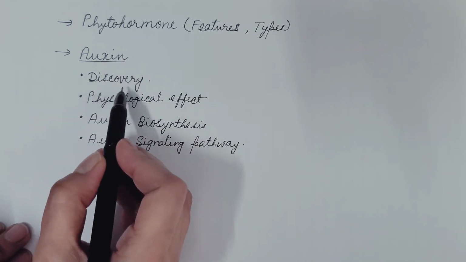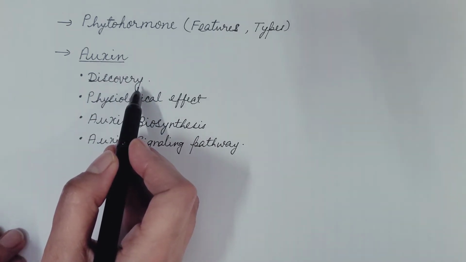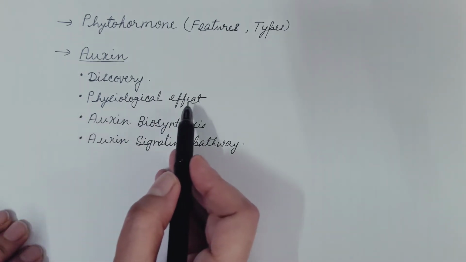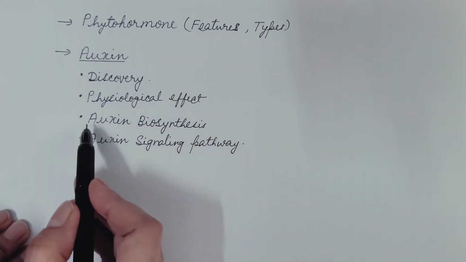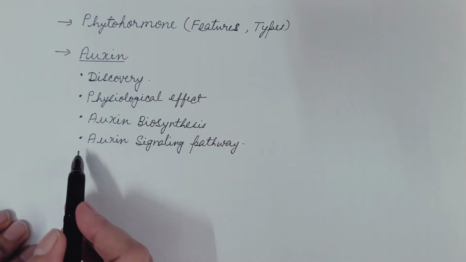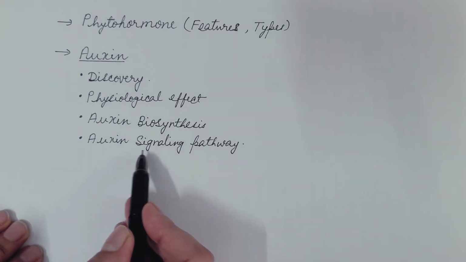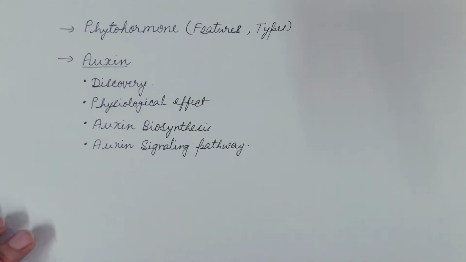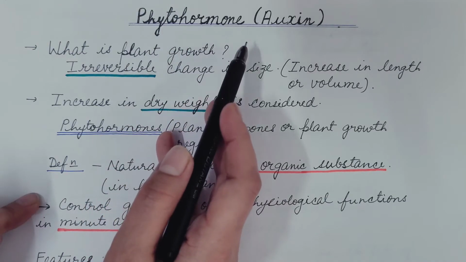We will discuss the discovery of auxin through various experiments. Then we will discuss the physiological effect of auxin. We will discuss auxin biosynthesis, and at last we will discuss the auxin signaling pathway. So keep watching. Let us start with phytohormone.